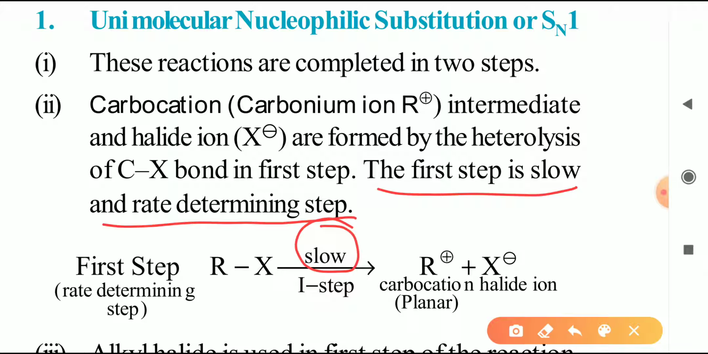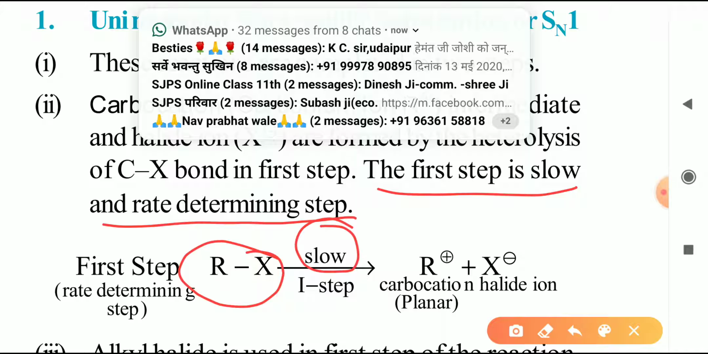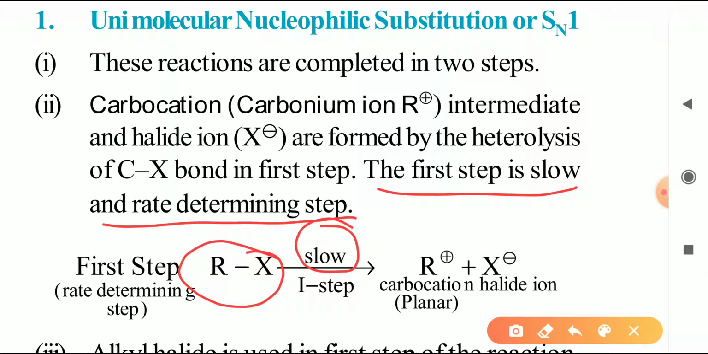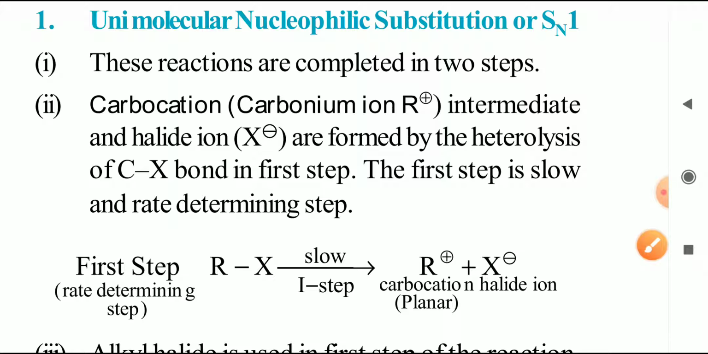Rate determining step means the reaction depends on the first step, on the concentration of RX. If the reaction depends on the concentration of RX, that is known as the rate determining step. By this step the carbocation, C plus, is formed from the carbon chain and the halide ion is removed. The halide ion is called the leaving group, which is removed in the first step. So that one is the first step.